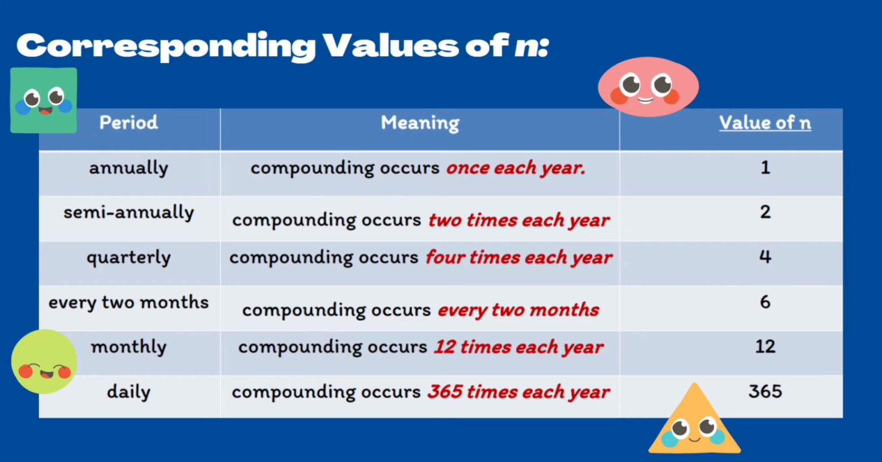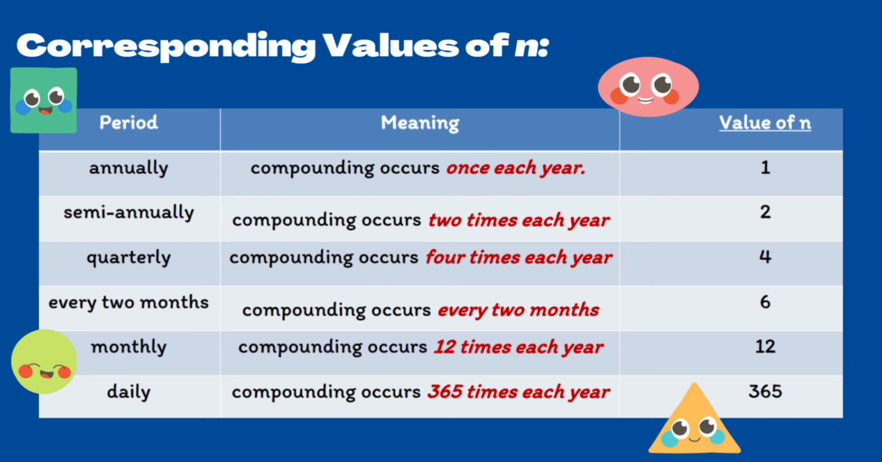For the corresponding values of n, we must refer to the following periods that are commonly used as the basis for compounding interest. If you are given the period annually, it means that the compounding occurs once each year, and the value of n is 1. Semi-annually means that compounding occurs 2 times each year. The value of n is 2. Quarterly means that compounding occurs 4 times each year, and the value of n is 4. Every 2 months means compounding occurs every 2 months, and the value of n is 6.